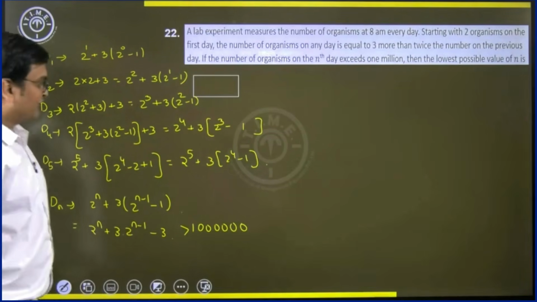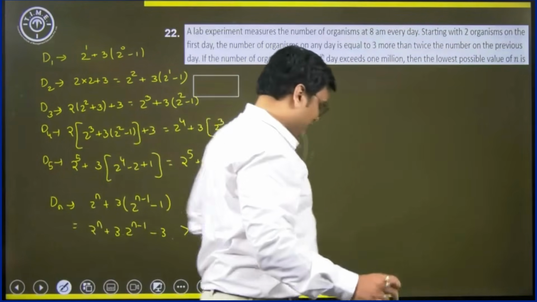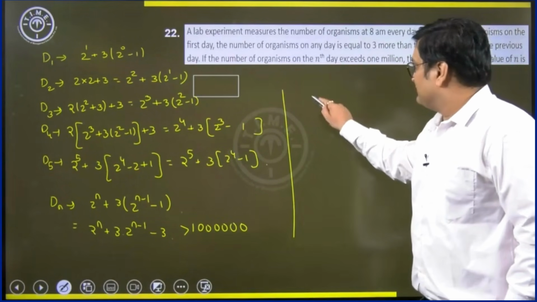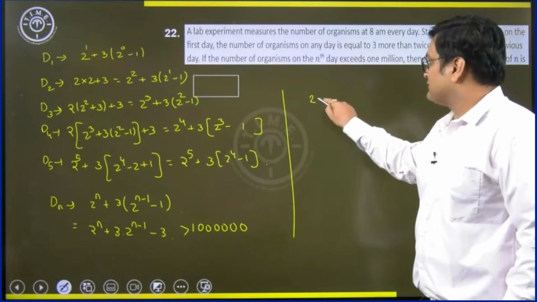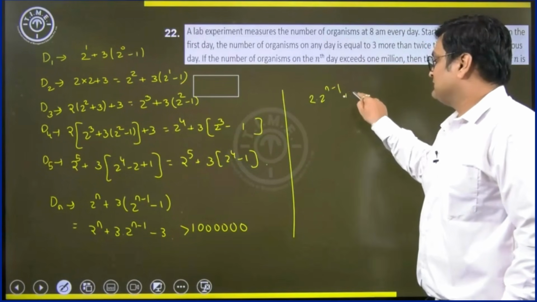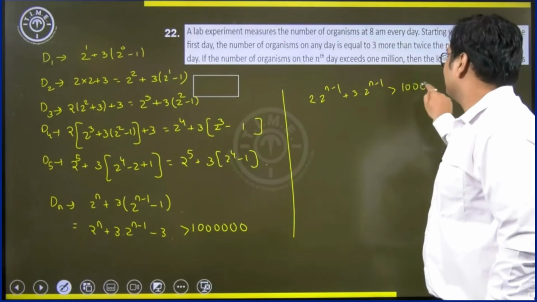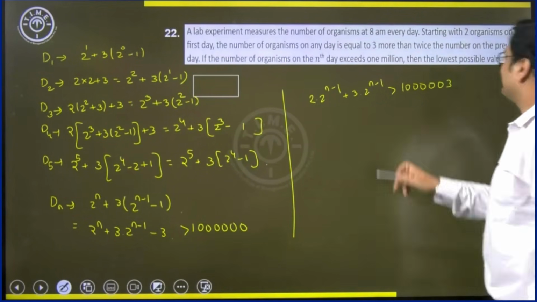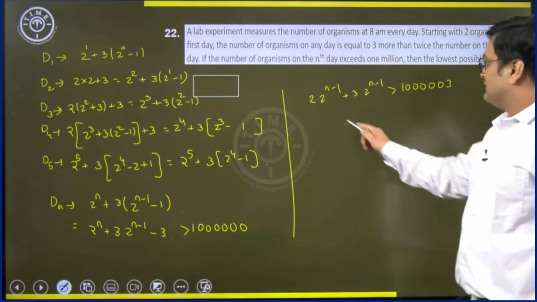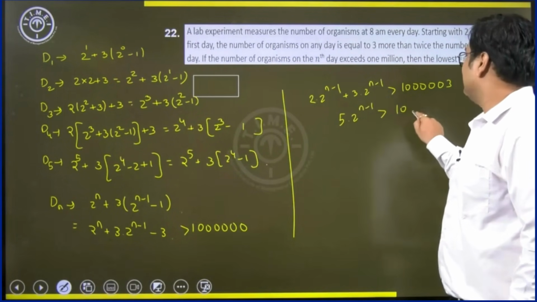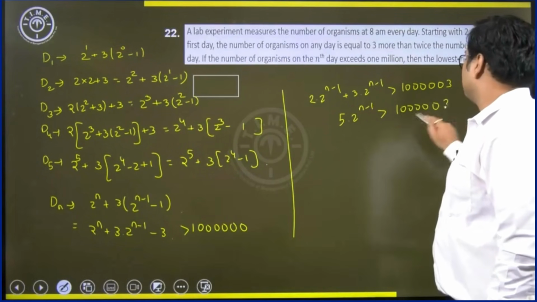Then the lowest possible value of n is how much? So when I take that inequality, if I take this minus 3 on the other side, can I write 2 into 2 power n as 2 into 2 power n minus 1 plus 3 into 2 power n minus 1 will be greater than 10 lakh and 3, something like this, 10 lakh 3. So this is 5 into 2 power n minus 1 is greater than 10 lakh and 3.